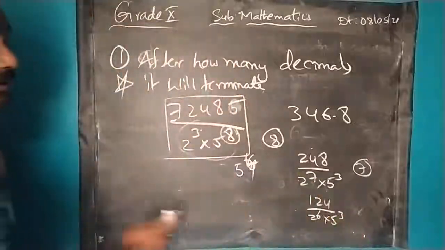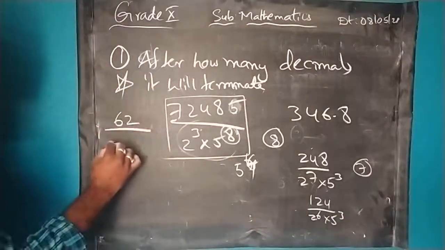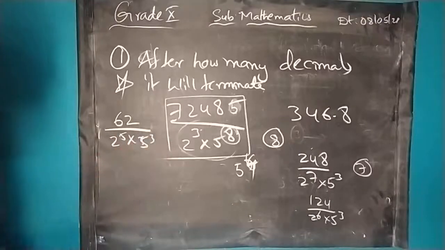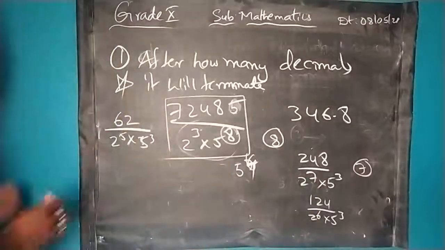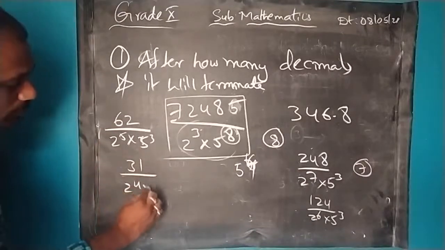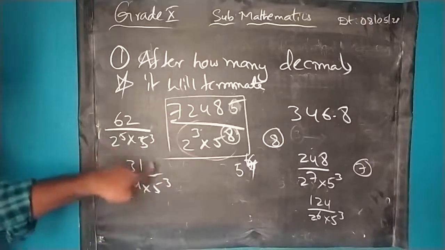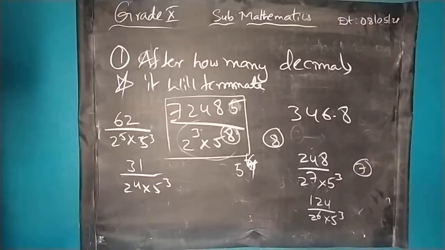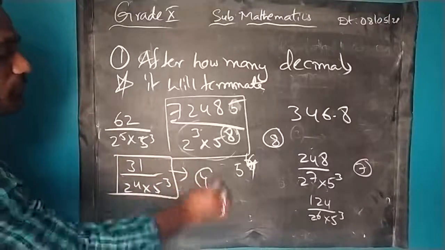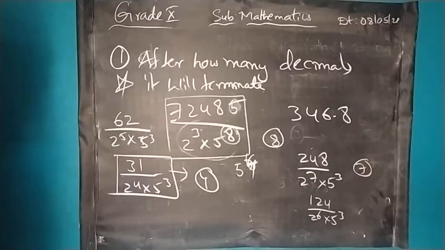First step over. Again it will cancel in the 2 table. So 62 by 2 power 5 into 5 power 3. Second step. Third step, next, again it will cancel. 31 by 2 power 4 into 5 power 3. Now it will not cancel with the 2 table or the 5 table. Now we have to stop. Based on this, we can decide that the answer is 4, because the highest power is 4. An important topic, this one.